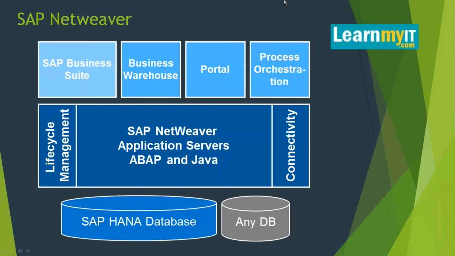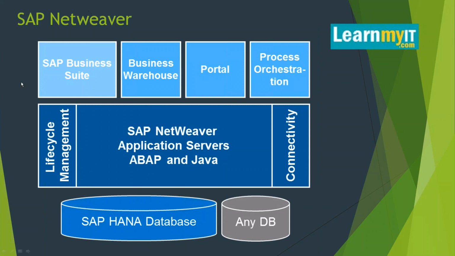Process orchestration is mainly to communicate to the outer world. Portals are something where you can develop your internal portals to run your internal business. Business warehouse or business intelligence is for our reporting tools or dashboards, and business suite will give you more features of analytics and all the stuff which will be coming up.